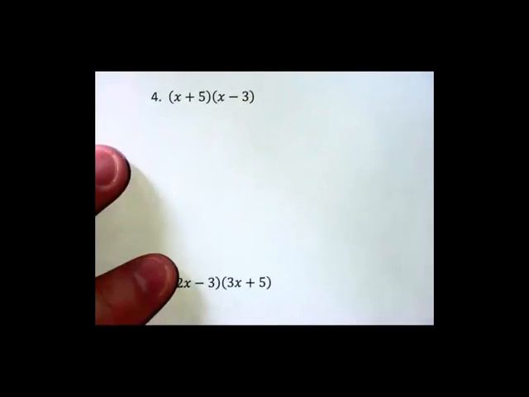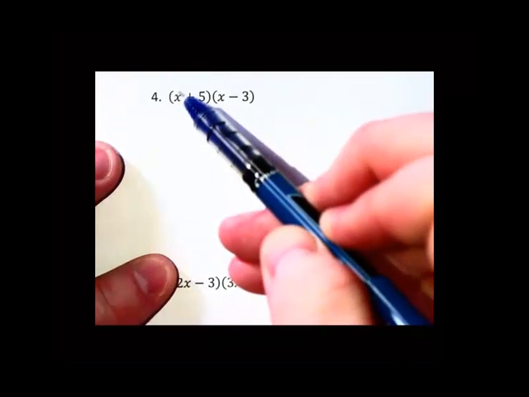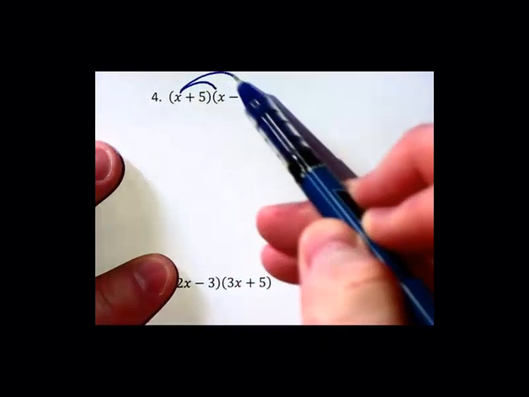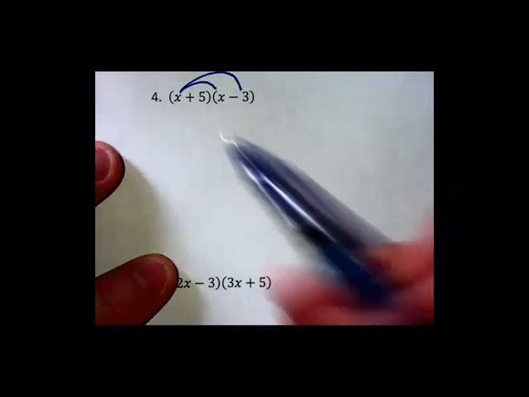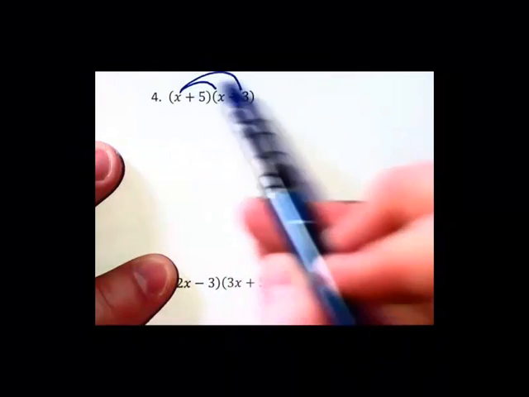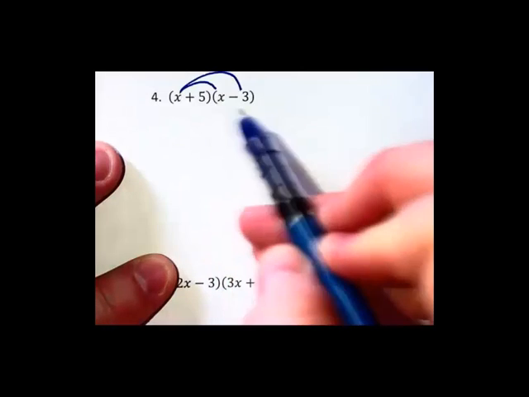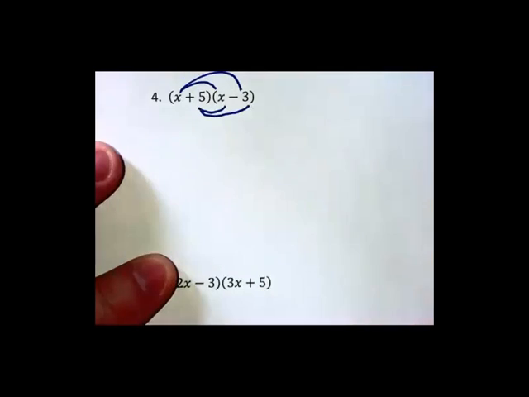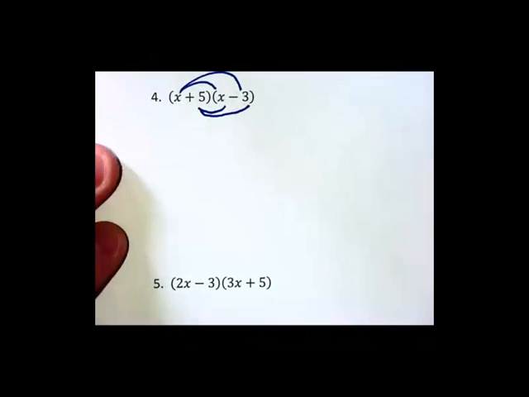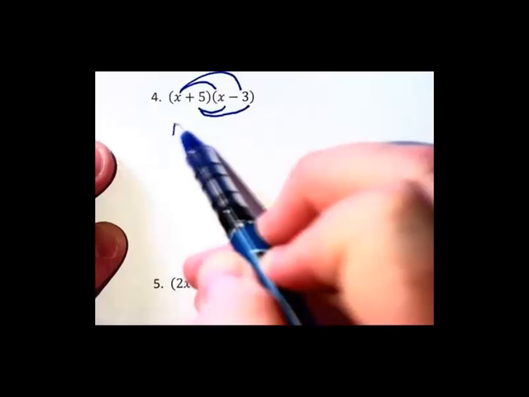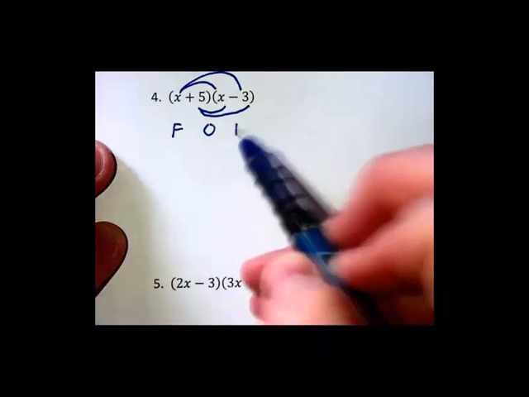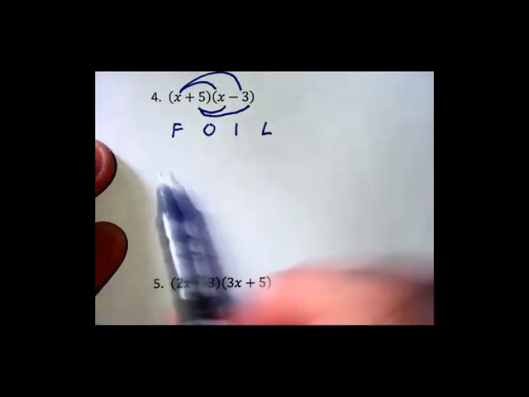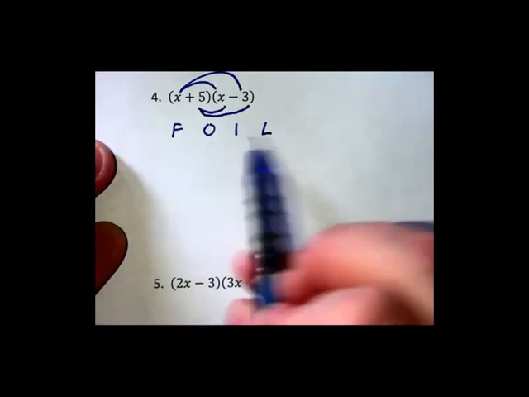Problem number 4 is a very famous pattern. We are multiplying a binomial times a binomial, and basically everything in the first parentheses needs to be multiplied by everything in the second parentheses. So we distribute the x from the first parentheses times each in the second parentheses, and then the 5 from the first parentheses gets multiplied by each thing in the second parentheses. And we use the acronym FOIL to represent this problem. FOIL stands for first, outer, inner, last.